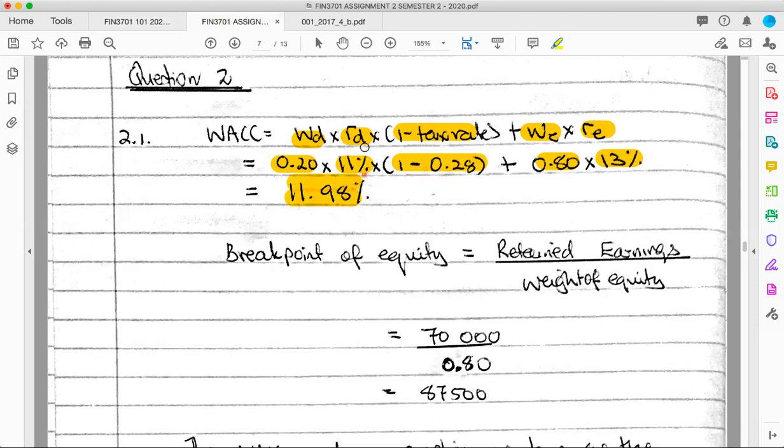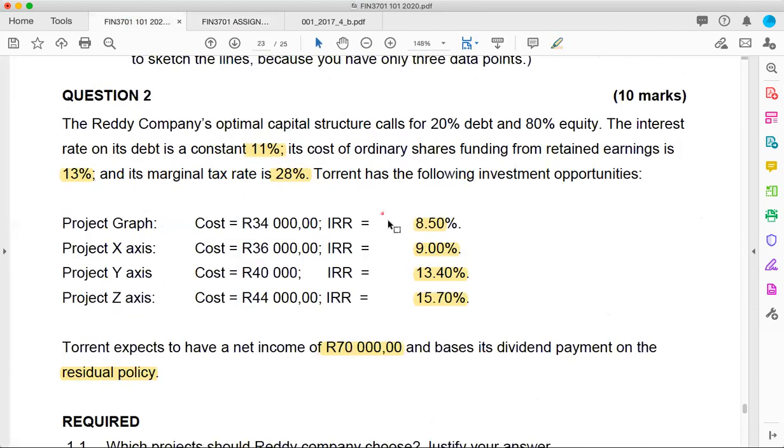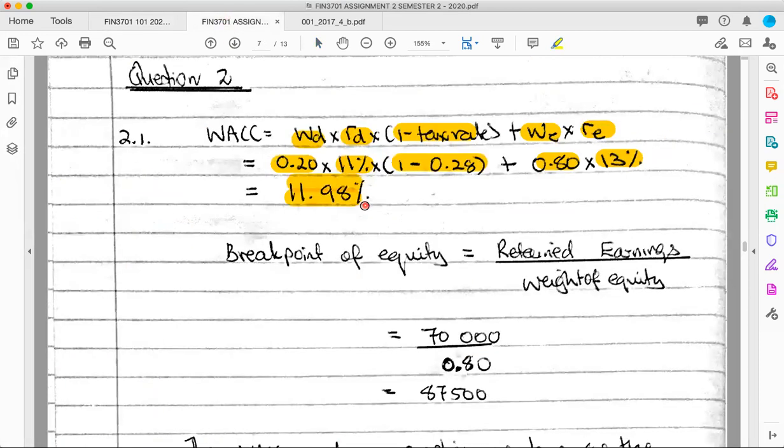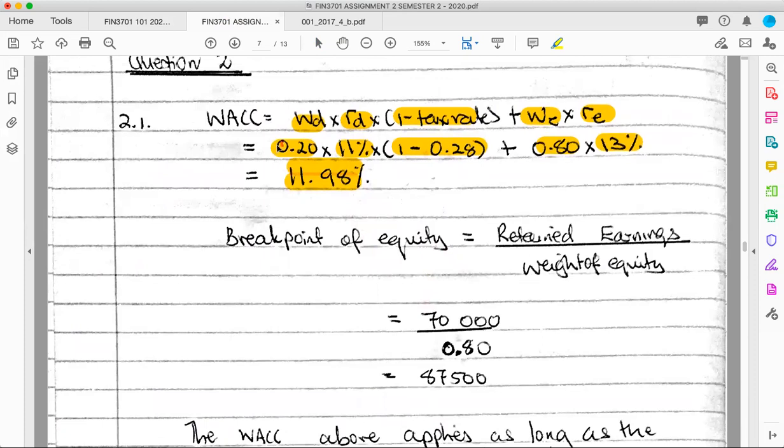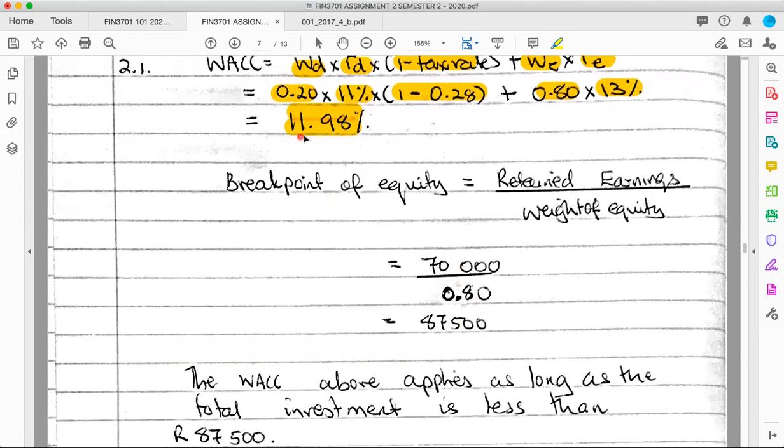Be sure to always check whether you have an after-tax or before-tax cost of debt. If it's before tax, you multiply by 1 minus the tax rate. If it's after-tax cost of debt, there's no need for you to multiply. So this was the interest rate on debt. It's the before-tax cost of debt, hence we multiplied. And then after that, we calculate the breakpoint of equity. You always have to be careful when you get a weighted average cost of capital value. You just have to calculate your breakpoint of equity just to be sure which total level of investment your weighted average cost of capital applies to.